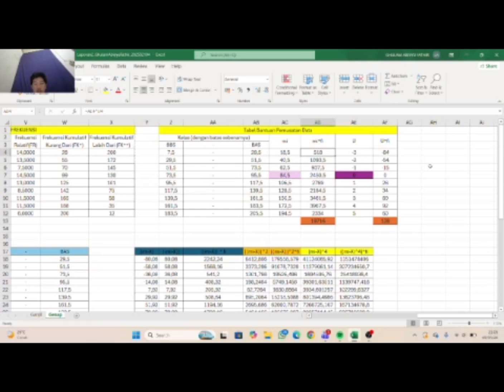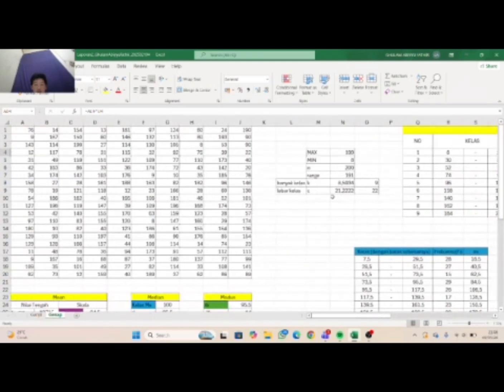In the sections U and V, I determine the U values for each class. Usually the U values range from -3 to +5, and then I calculate U multiplied by the frequency, by multiplying the U values with the frequency. This calculation helps simplify the process of calculating the mean using the coding method. And the mean.